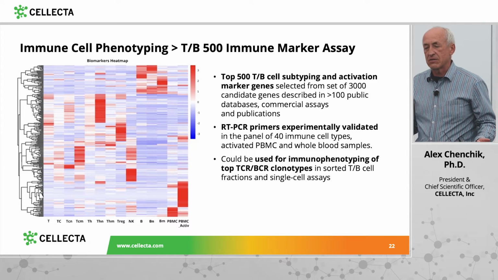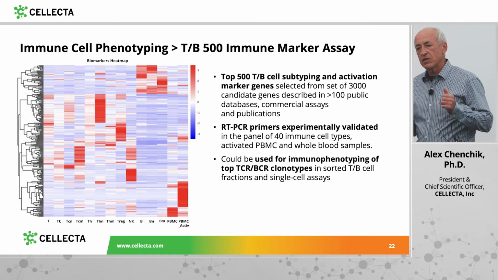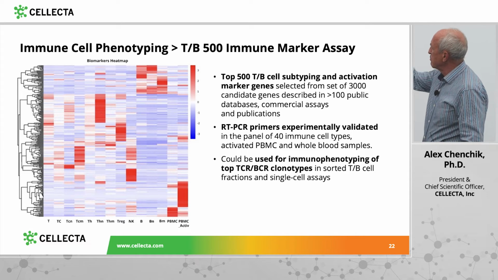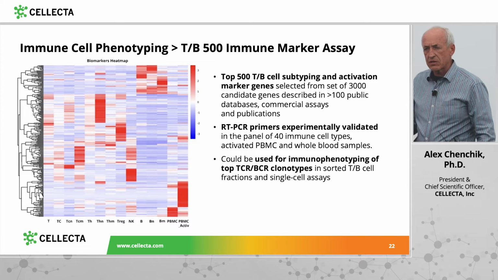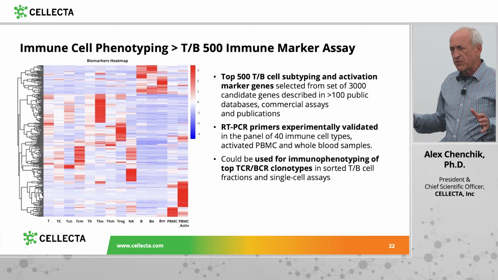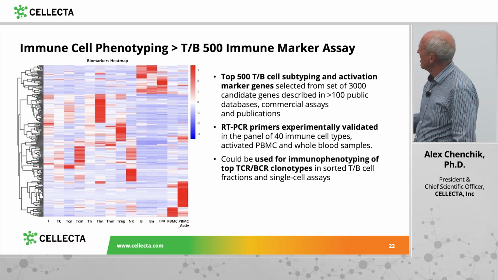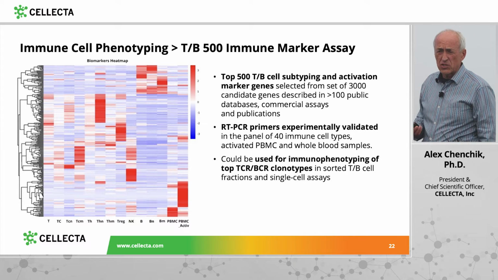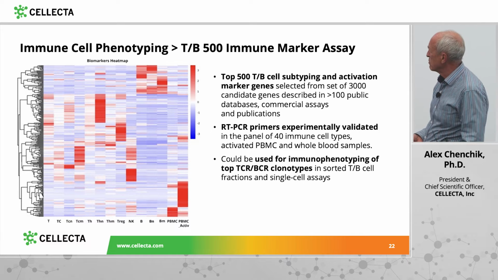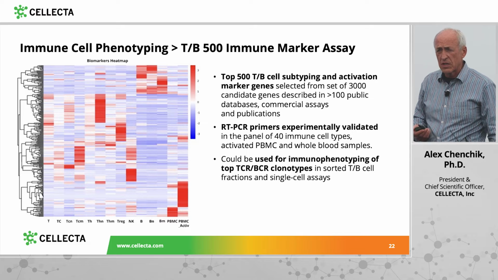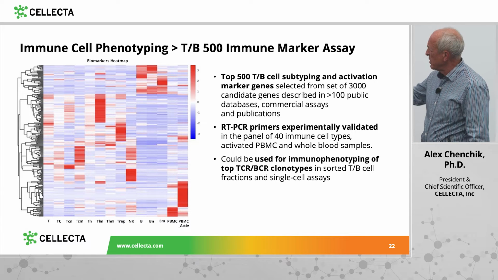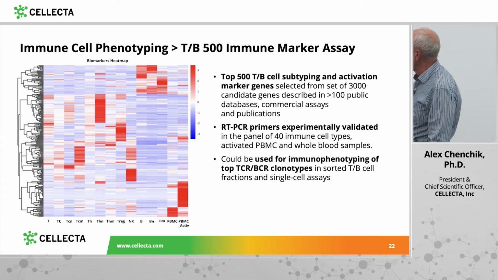You need to characterize the cells which have specific interesting clonotypes. In order to do it, we developed a panel of 500 immune markers. And here we spent significant effort. We screened all available literature, public databases, and publications, and identified 3,000 candidate genes which are really very critical for immunology, especially T cell and B cell immunology. And we screened all these, designed multiple primers, screened them against a panel of 40 immune cell types, activated PBMC and whole blood cells, and developed the final set, the most informative 500 genes like shown here.